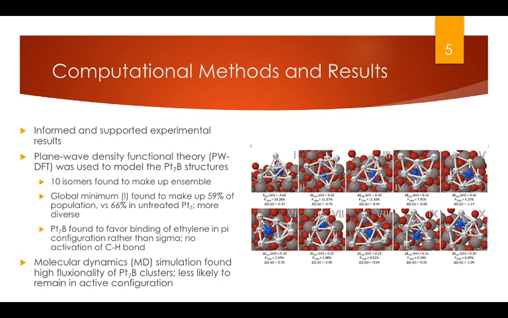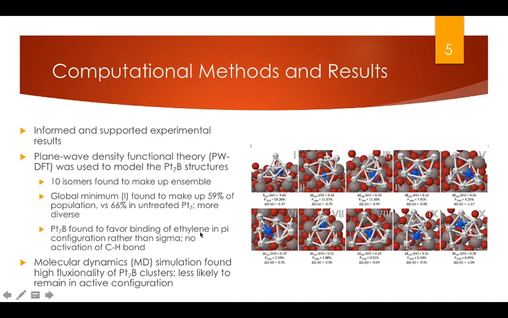So in addition to the experimental work, they also did some computational studies. They used plane wave density functional theory, or PWDFT calculations, to model the boronated platinum structures. And they found that 10 isomers make up the ensemble of catalytic structures. So something that they point out is that the global minimum makes up less of the total population than in untreated platinum, what this basically leads to is that you have more diversity of structures with the boronated compound.